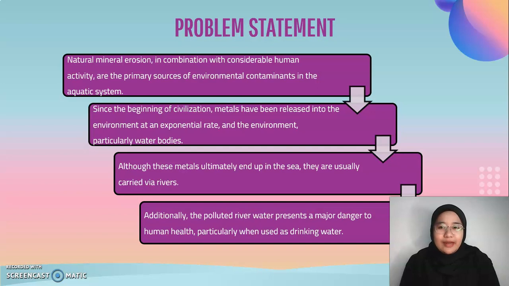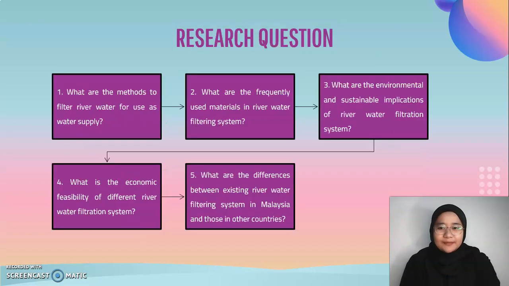Now we go to the problem statements. First one, natural mineral erosion in combination with considerable human activity are the primary sources of environmental contaminants in the aquatic system. Since the beginning of civilization, metals have been released into the environment at an exponential rate, particularly into water bodies. Although these metals ultimately end up in the sea, they are usually carried via rivers. Additionally, polluted river water presents a major danger to human health, particularly when used as drinking water.